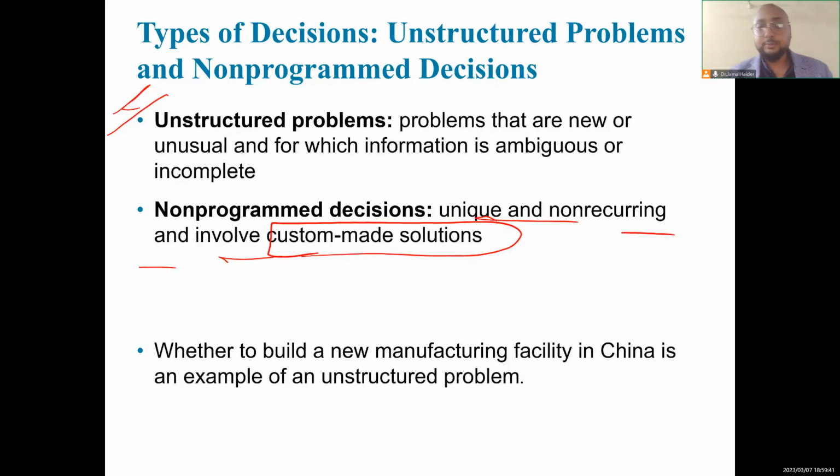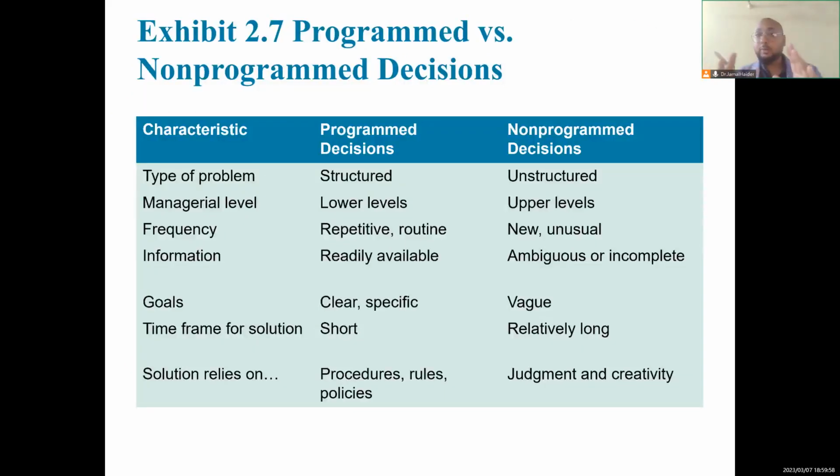Similarly, whether to build a new facility in China or not is an unstructured problem, because it is unique and non-recurring, right? So for unique problems, there is going to be a unique solution. For recurring problems, there is going to be programmed decision making through what? Policies, procedures, right?